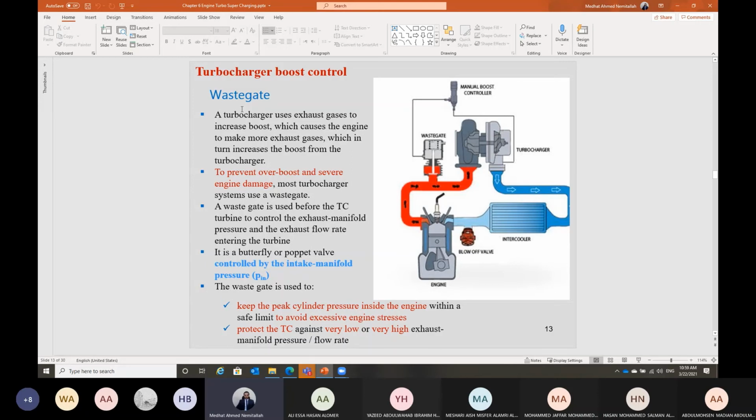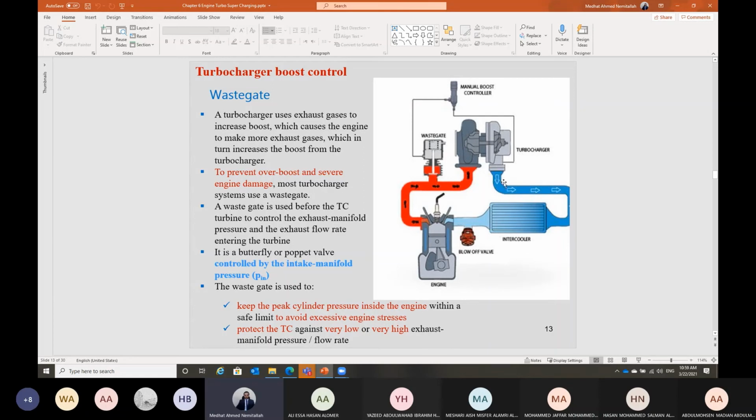So in this case, we need to limit or control the operation of the turbocharger so that we can avoid the overboosting case. For this, we can use what we call the wastegate. The wastegate, guys, is just connected here to the exhaust manifold. It is operated by a pressure line coming from the intake manifold.